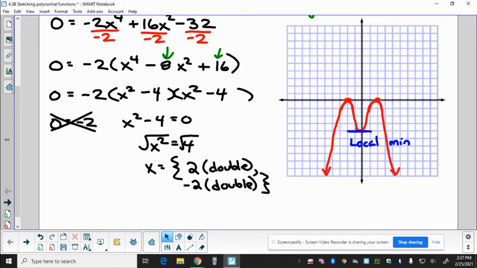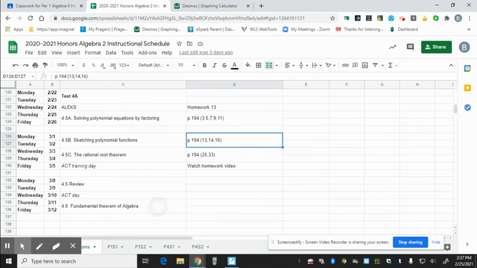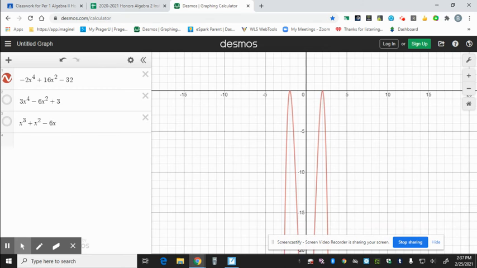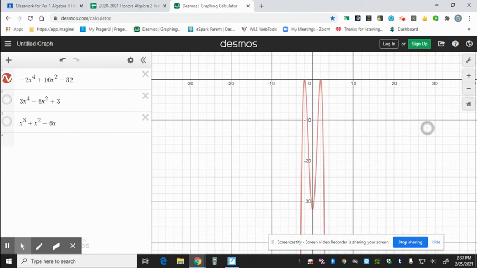I've taken the time to graph that on Desmos. Let's see how close we are. Okay, here it is on Desmos. I could raise this up a little bit, maybe zoom out. All right, there you go. Well, we're not too far off, are we? Our turning point, our local minimum, we're off a little bit on that. But we did know that the y-intercept was -32. We just couldn't fit it on the graph. So it's a pretty good sketch, right?